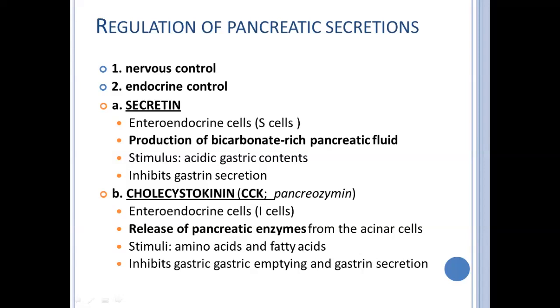Okay, so what stimulates the production of the CCK? It's the amino acids, okay, the presence of amino acids and fatty acids. Okay, and then when it sees there are fats, it will be released. Okay, and what is its function? This inhibits gastric emptying and gastrin secretion. Okay, so they are the same, the secretin and the cholecystokinin. So, the CCK is also responsible for the release of bile from the gallbladder. Okay, this CCK is for releasing the bile for the digestion of fat.